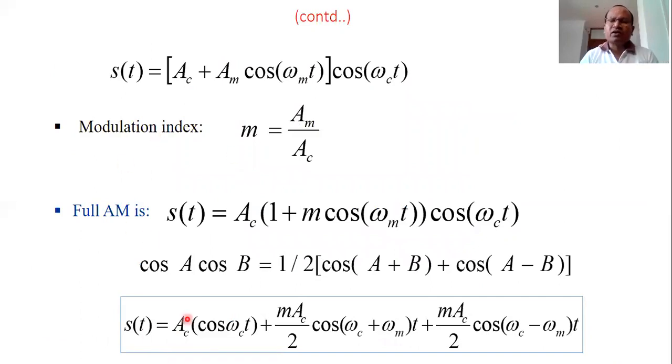Let us understand. What will be carrier power? AC square by 2. Why? RMS power. What is RMS? AC by square root of 2. What will be power? Root mean square. That is (AC by square root of 2) square. So it is AC square by 2.